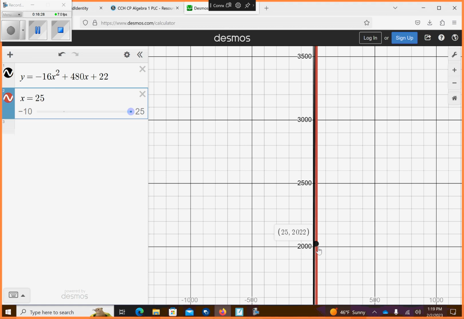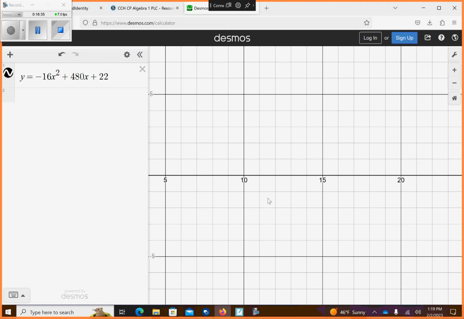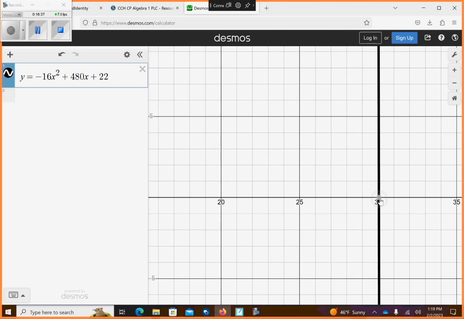And when does this hit the ground? When does this hit the ground? Well, we go back to home. Scroll over this way. And at 30.046 seconds after I launched my rocket, it now hit the ground.